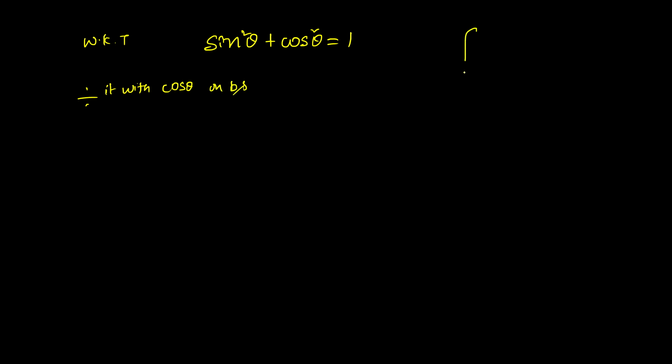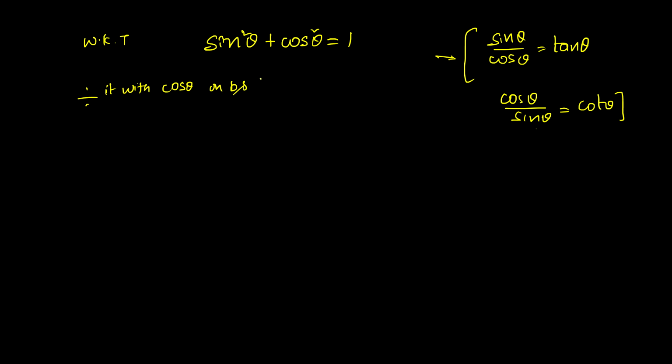See here. We know that sin square theta plus cos square theta is equal to 1. Now divide it with cos theta on both sides. But before doing it, let me tell you one thing. We have one more important formula: sin theta by cos theta can be assumed as tan theta, and the reciprocal of tan theta is cot theta. So cos theta by sin theta can be assumed as cot theta. So we got sin by cos as tan theta, and cos by sin as cot theta.